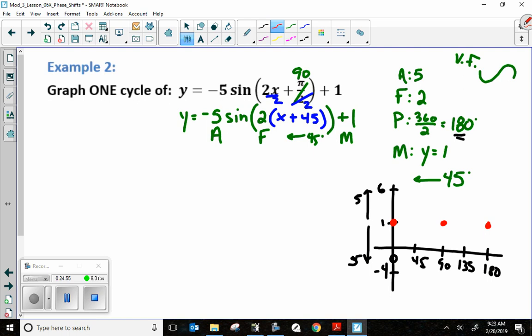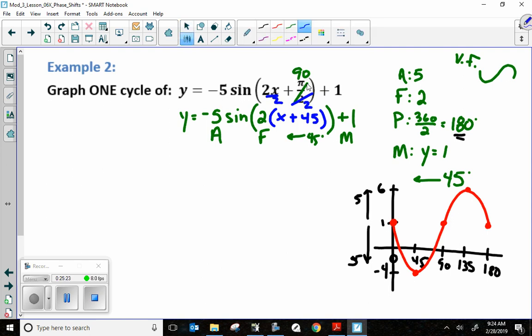Okay? Because it's flipped, I'm not going to start going up. I'm going to go down to -4 first, then up to 6. So my sine is really going to look like that. The only thing I got to worry about now is my phase shift. I am moving left 45 degrees, which means all those angles that I have written on the x-axis, I need to subtract 45 from them.